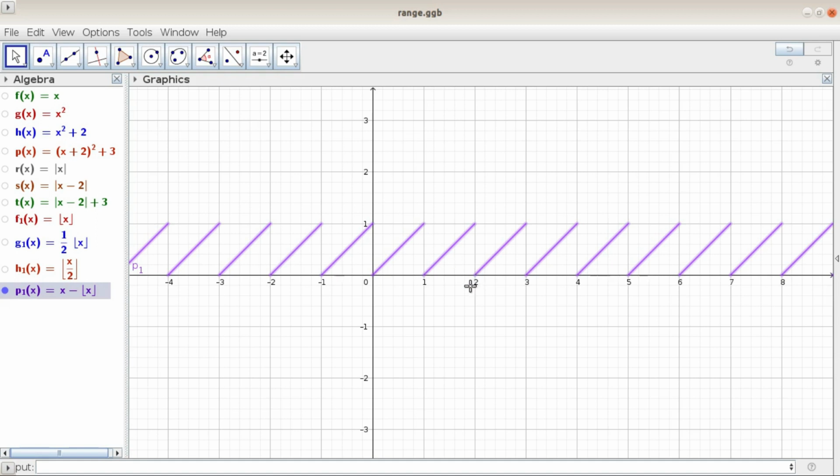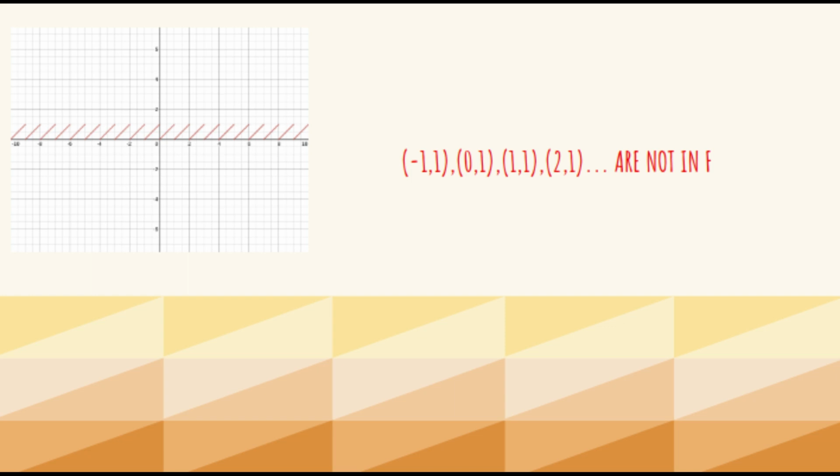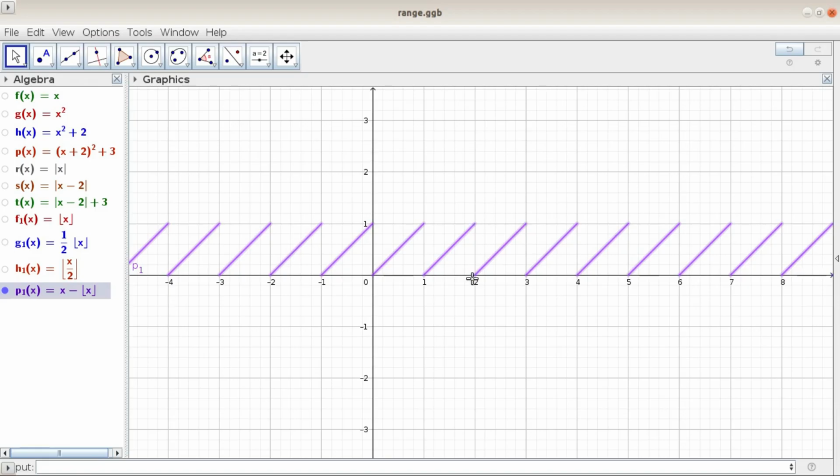(2, 0) belongs to the graph, but this is not the image of 2, etc. So the range is [0, 1). Y values are from 0 to 1. So the range is 0 to 1, closed at 0, open at 1. This point is not in the graph. Here this point is not in the graph. This point (2, 1) is not in the graph. So y takes values from 0 to 1, but this 1 is not a y value. So the range is [0, 1), closed at 0, open at 1.